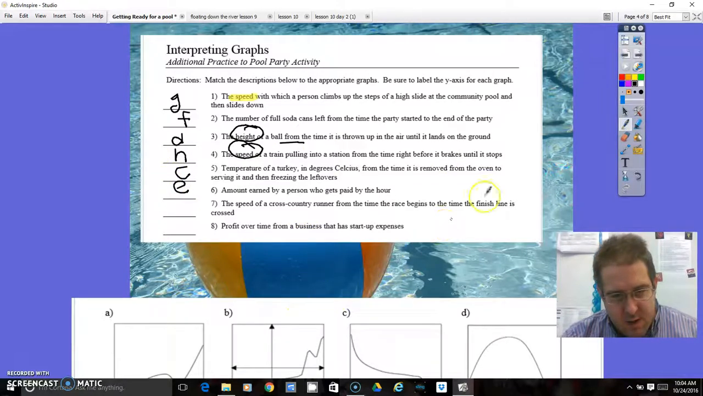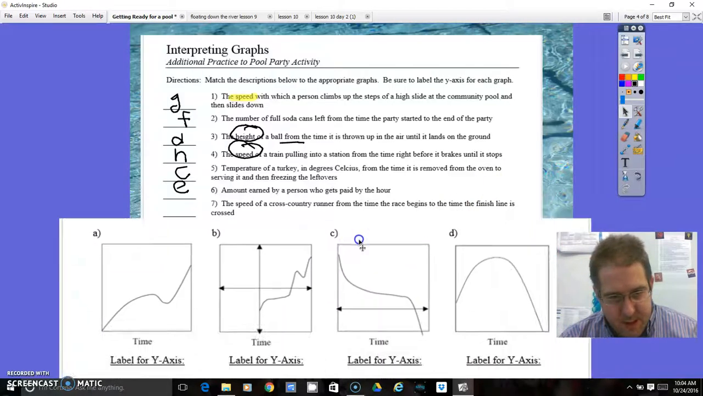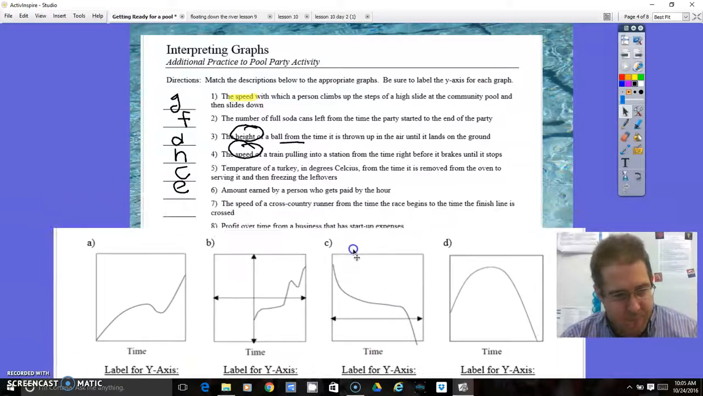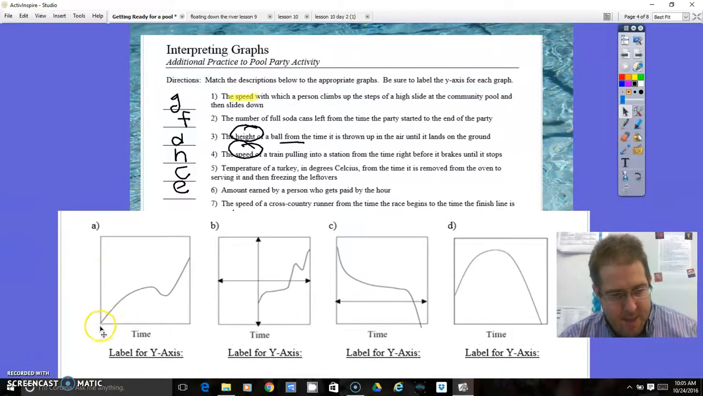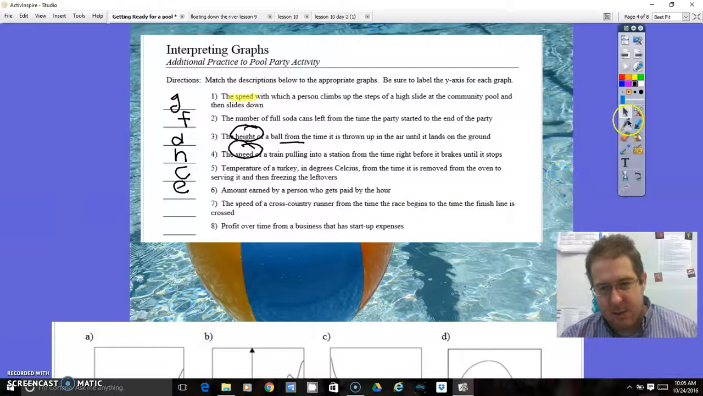Question 7, the speed of a cross-country runner from the time they begin the race to the time they cross the finish line. So we're talking about speed here. And what graphs do we have left? So I'm thinking A, maybe. A, they start off stopped, and they pick up the speed, keep it at a constant rate. Maybe they get tired, so they dip a little bit, and then they get to the very end of the race, so they figure, you know what, I'm going to give it my all, and I'm going to sprint at the end. So there's A.